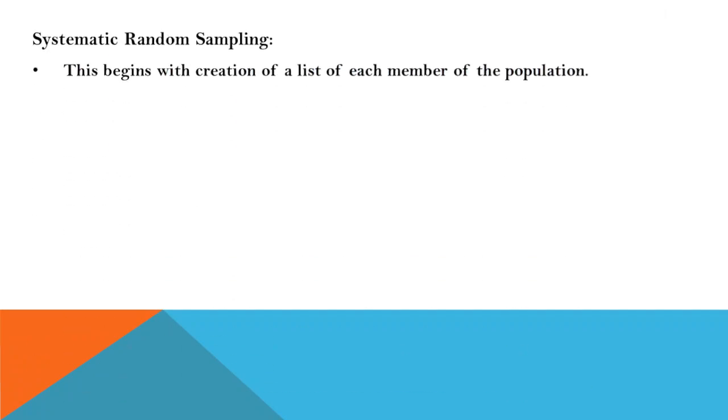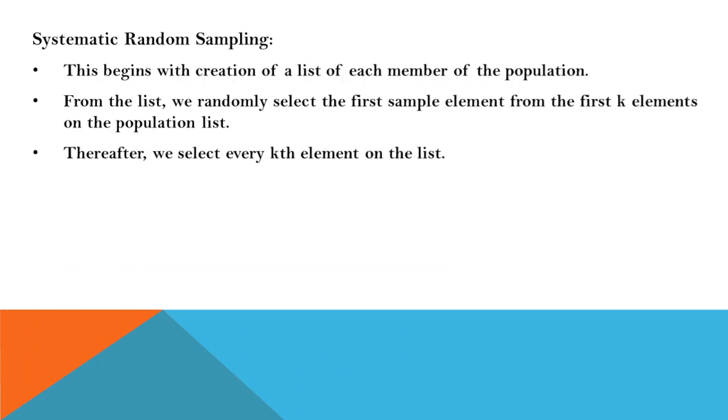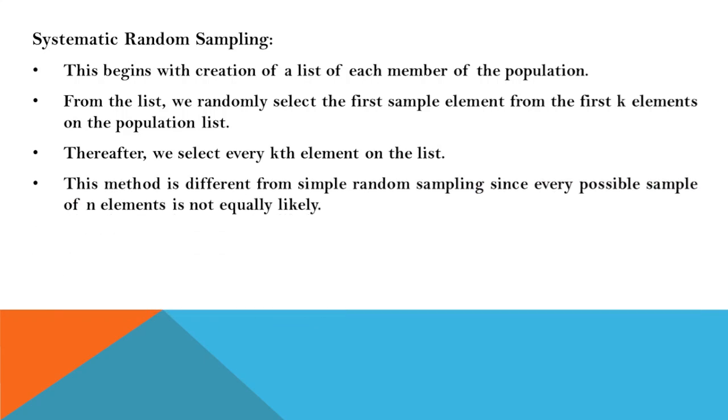The final type of probability sampling is systematic random sampling. This begins with creation of a list of each member of the population. From the list, we randomly select the first sample element from the first k elements. Thereafter, we select every kth element on the list. This method is different from simple random sampling since every possible sample of n elements is not equally likely.